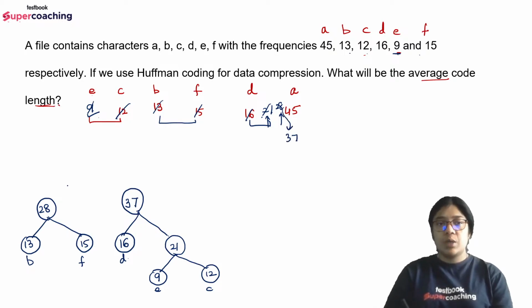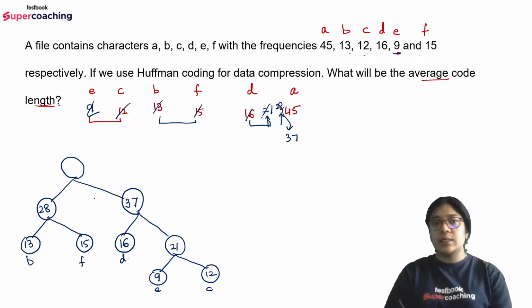Take the next two minimums. 37 is greater, so it's on the right hand side. 28 and 37 is 65. Then take A, 65. Take the next two minimums. Where will A come? To the left side because 45 is smaller. This is for A. This is returning 110.